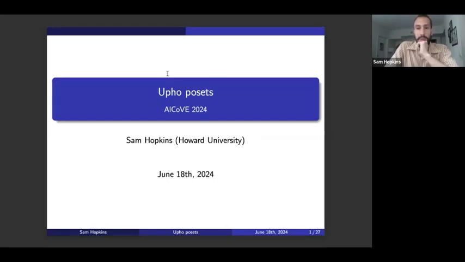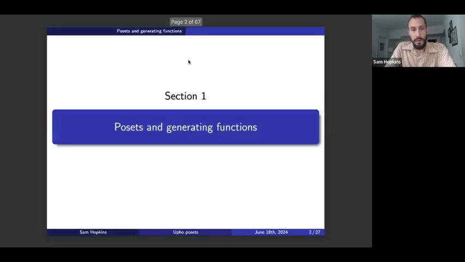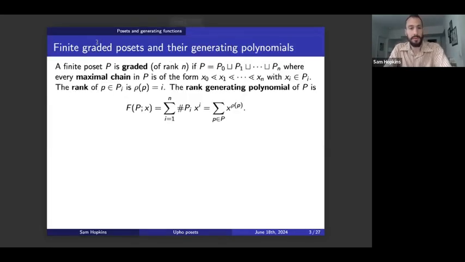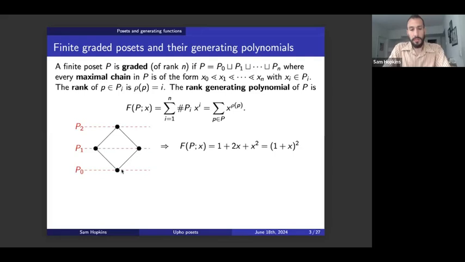Okay, so I am going to be talking about a certain class of partially ordered sets, posets. And these posets are going to be graded. So let me remind you what that means. A finite poset P is graded of rank n if, roughly speaking, we can break the poset into ranks so that all of the cover relations are between adjacent ranks. The formal definition is written there, but maybe this picture makes it clear what is going on. So here we have one element at rank 0, two elements at rank 1, and one element at rank 2.